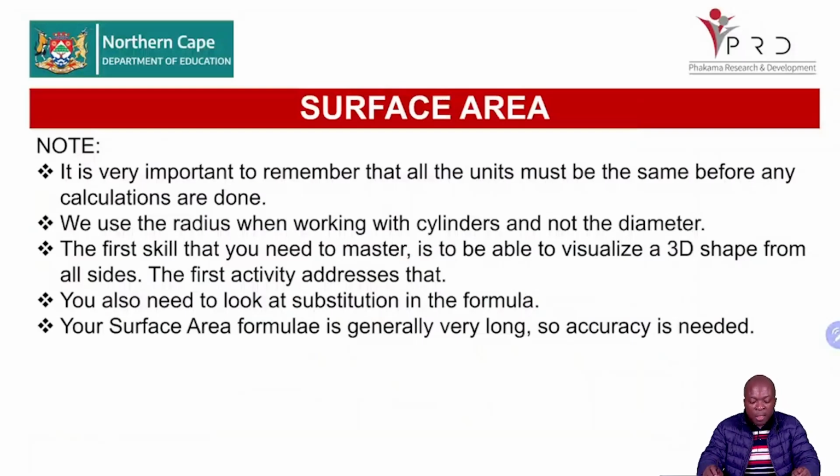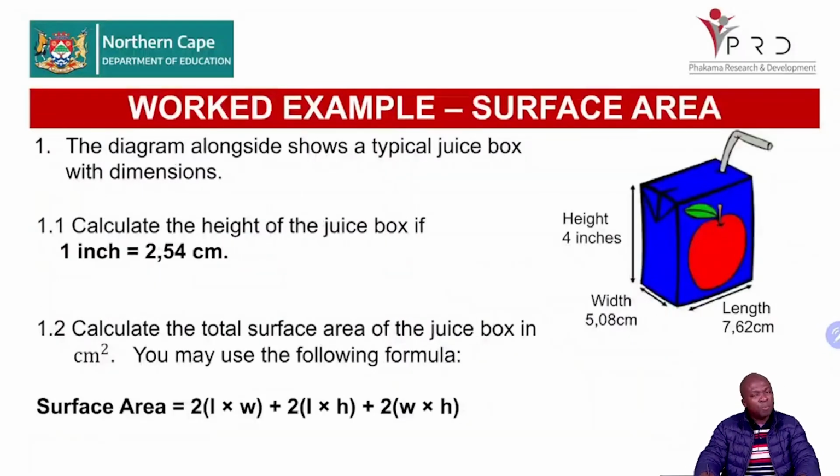We use the radius when we are working with cylinders, only when the shape is a circle. The first skill that you need to master is to be able to visualize the 3D shape, to say how will the shape actually look? And then you also need to look at the substitution into the formula. And then the last one, your surface area formula is generally very long, so you need a lot of accuracy. Let's put it into practice.